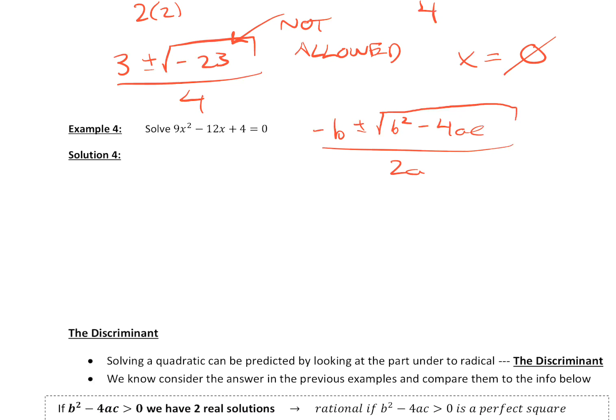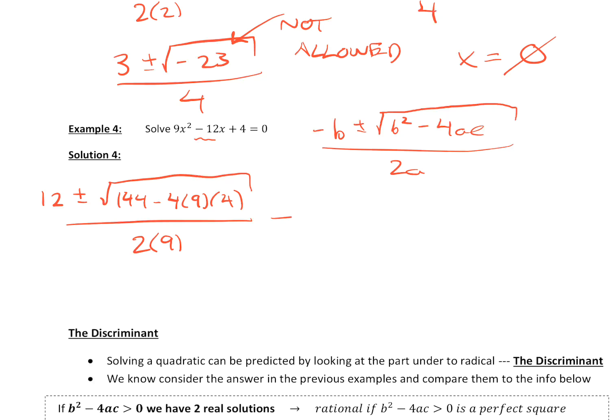So again, we have a negative number here. So b is positive. Negative b is positive. Plus or minus. I'm going to do this right away. 12 squared is 144. Minus 4 times a times c all over 2 times a. So now 12 plus or minus root 144, 16 times 9, 144.